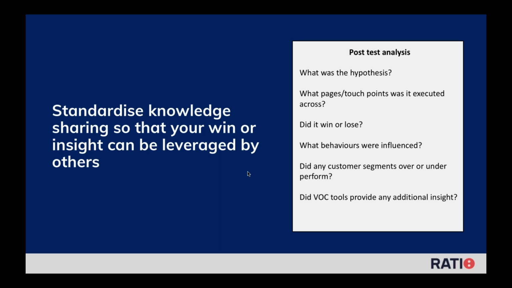So the sorts of questions you should always be looking to establish or answer when you are completing a template around post-test analysis would be, of course, what was the hypothesis actually, and probably also what evidence did you use in order to develop that hypothesis? Where did you actually run the test? Did it win or lose? Conducting good quality journey analysis to determine what behaviors you actually influenced, even if the test did lose. And looking, of course, at whether there was any segmentation within the test audience that over or underperformed, because that can give you some nuggets that allow additional iteration.